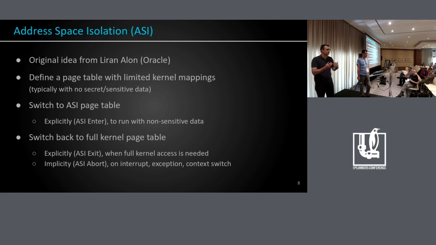For example, if you're just done and you need to continue your work, or your work is requiring full access to the kernel. There are other cases where you are going to switch back, which are implicit. This is when you get an interrupt, because you will need to process that interrupt, an exception, or a context switch. In that case, we'll also switch back to the full kernel page table.